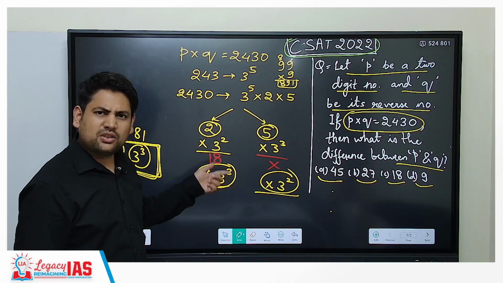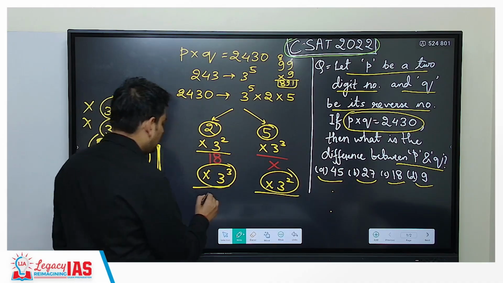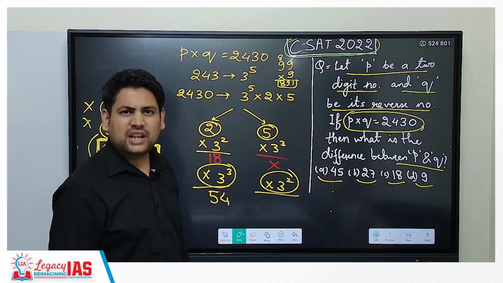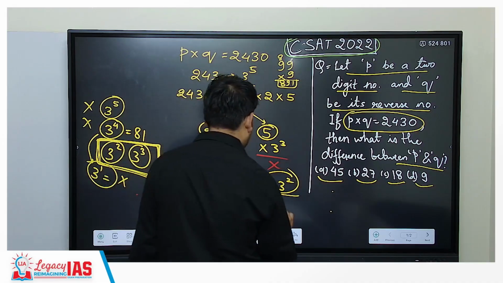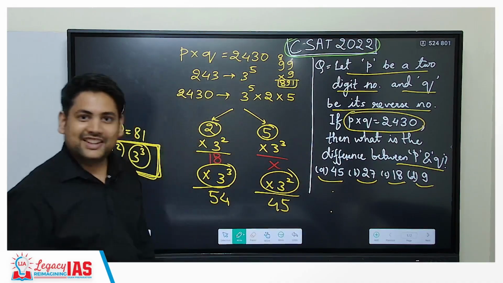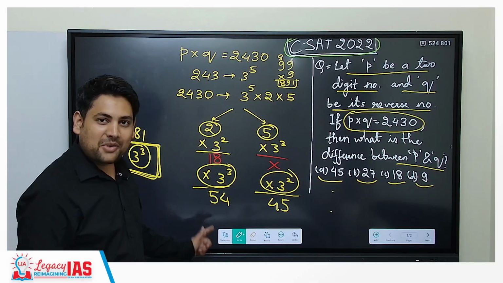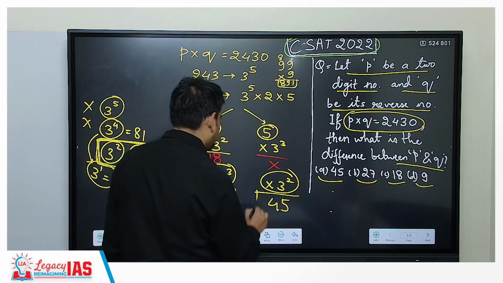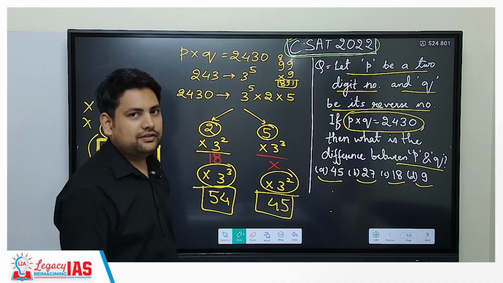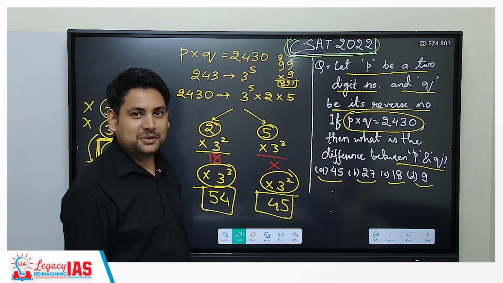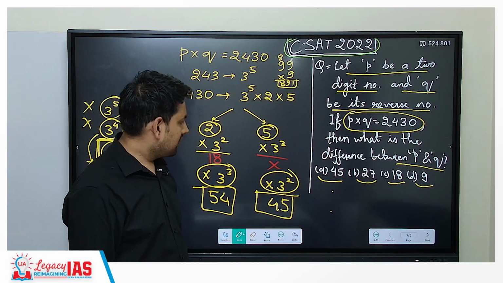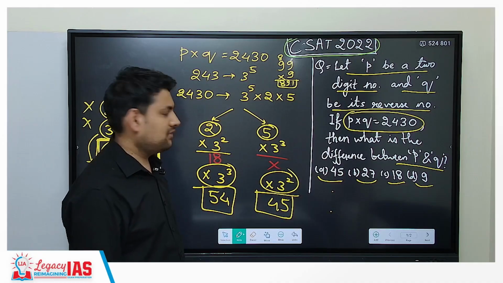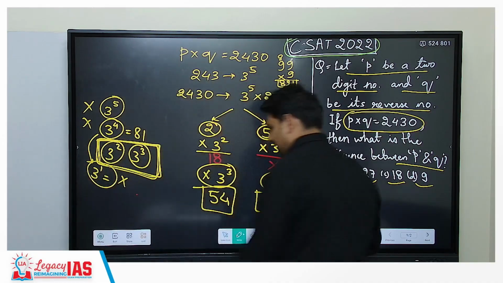3 cube is what? 27. 27 into 2, 54. 5 into 3 square. 3 square is 9. So 9 fives are 45. Wow. They came out exactly the interchange of each other. That is 54 and 45. Understood? That is why this became fairly easy now.